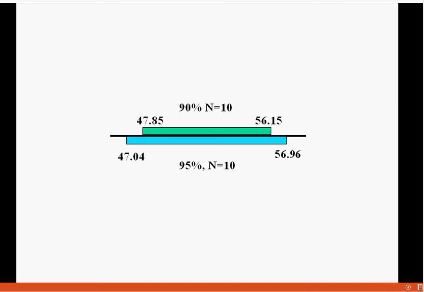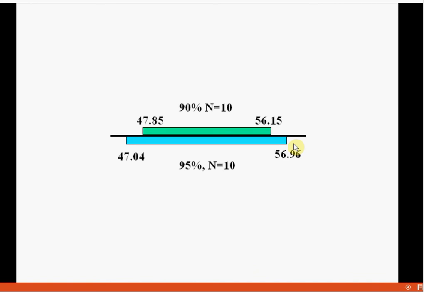Does it make sense? So with the same amount of information, same sample size, and when you want to be more confident that the interval encloses the true population mean, the only way to do it is to have a larger interval. So that's why the 95% confidence interval is larger than the 90% confidence interval.